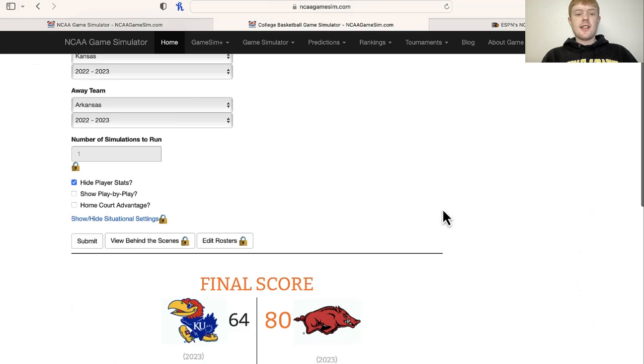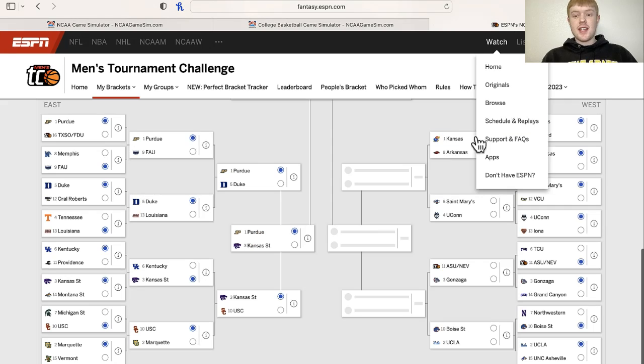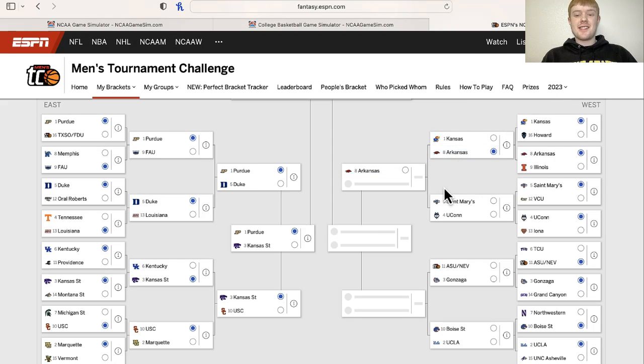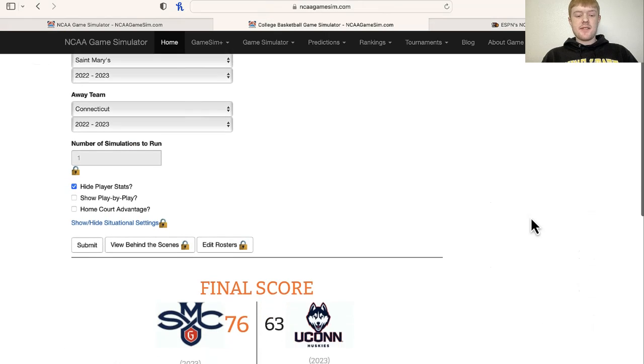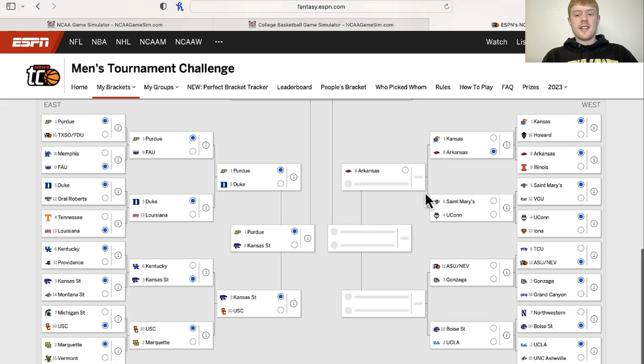Now Kansas versus Arkansas, and Arkansas is going to destroy Kansas, and they're going to move on to the next round. So right when I said a somewhat normal region, the 8 seed upsets the 1 seed. And so now we got St. Mary's versus UConn, and St. Mary's is going to win and move on to the next round.